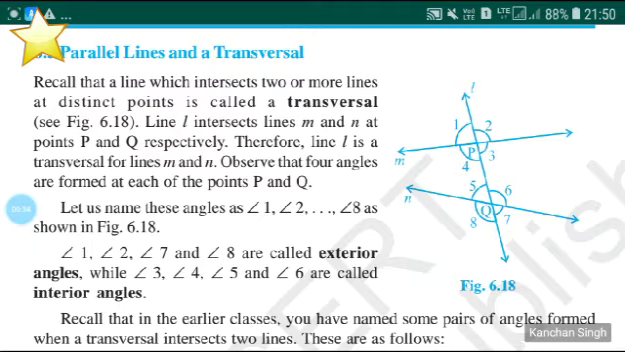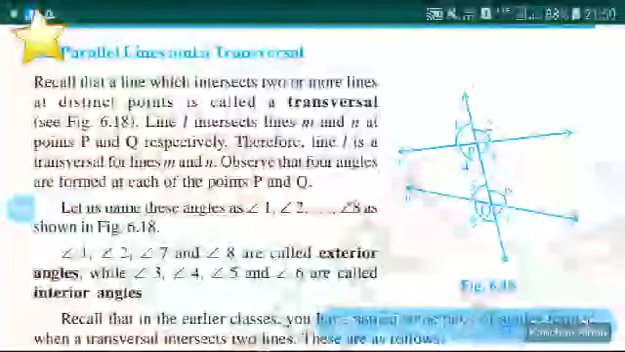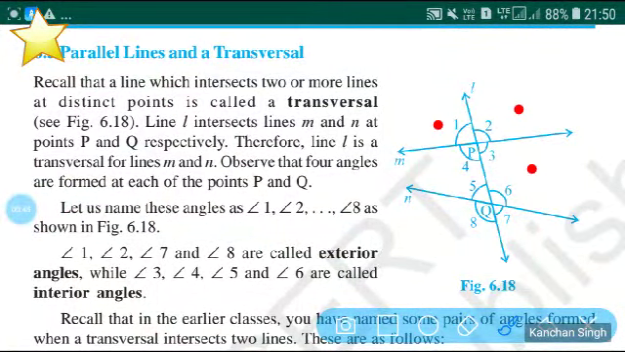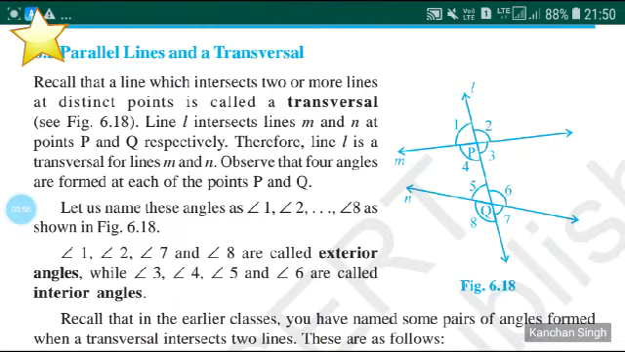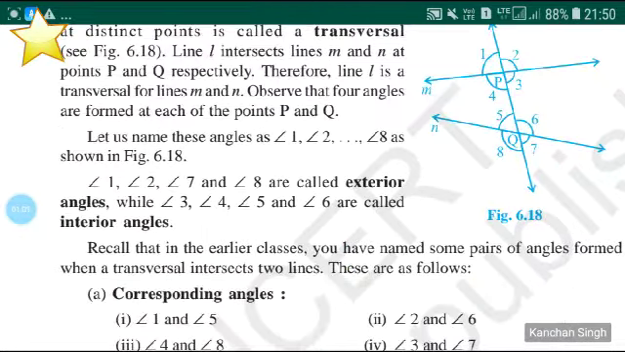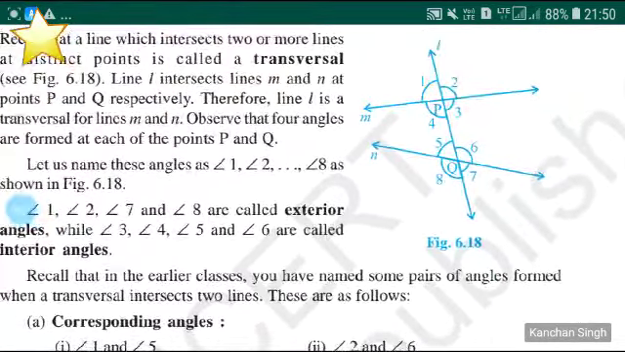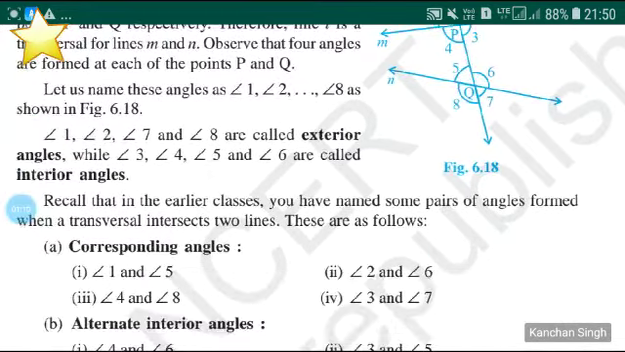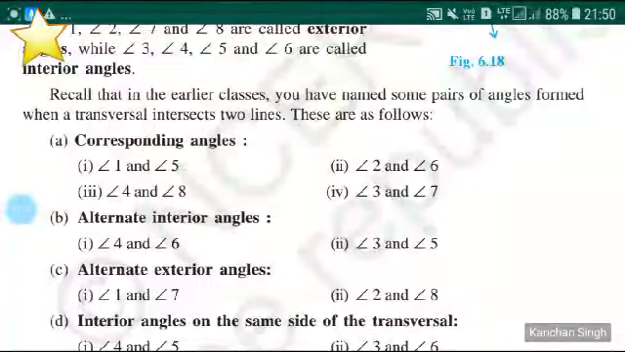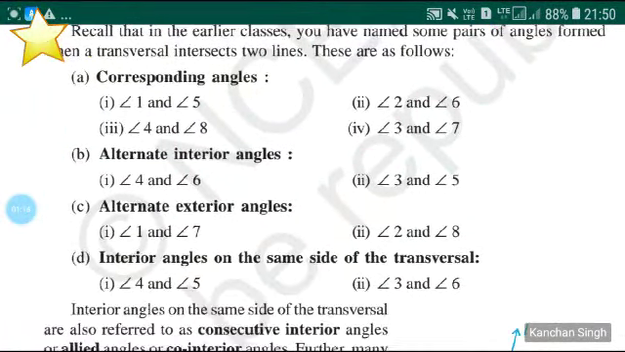So we can say that this line L is a transversal, and here angles 1, 2, 3, 4, 5, 6, 7 and 8 are all angles. Exterior angles and interior angles we have been learning since class 5, so there is no need to explain them. Here we will learn corresponding angles, alternate interior angles, alternate exterior angles, and interior angles on the same side of the transversal.